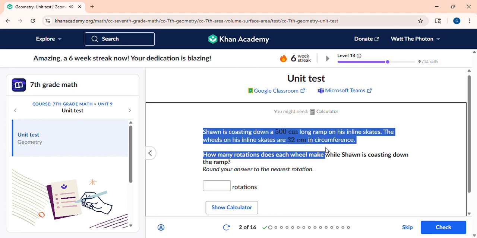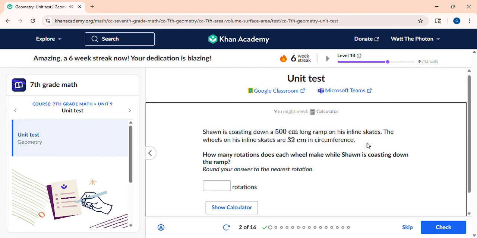There we go. Sonic is on a 500 centimeter long ramp on this incline. The wheels are 32 centimeters in circumference. How many rotations does he need? So the actual circumference is 32, and it's going 500. So we could do 500 divided by 32. 16 rotations-ish.